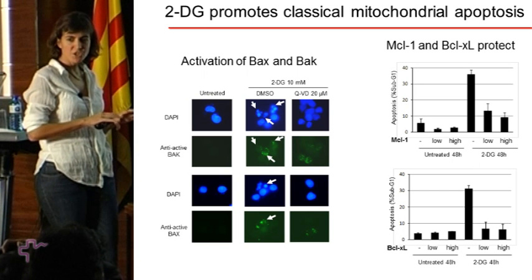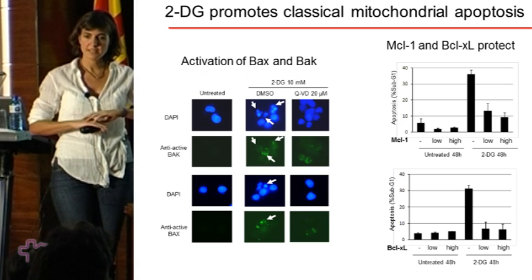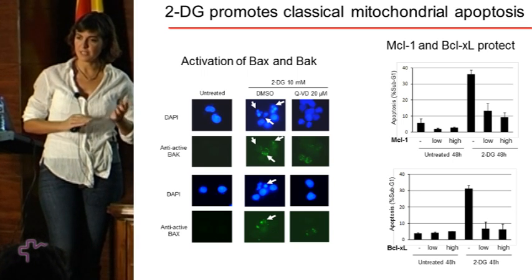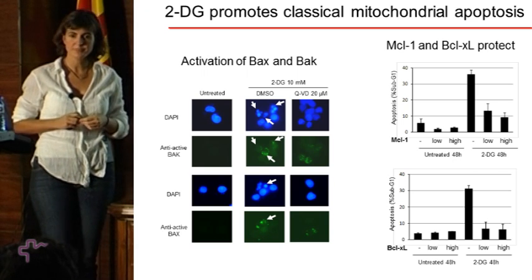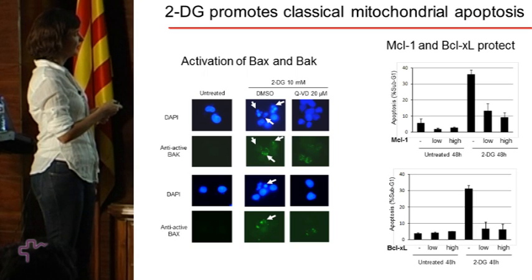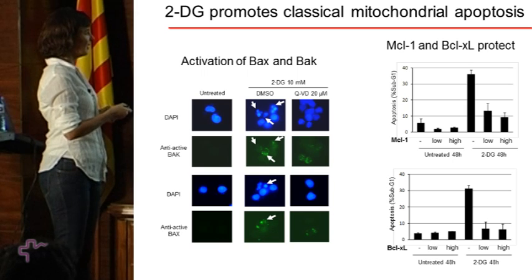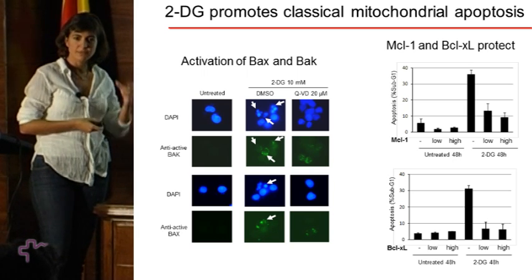and BAK, or activation of BAX and BAK in the mitochondria, which can be detected by some antibodies that detect the exposure of one epitope that only happens when these proteins are inserted in the mitochondrial membrane and so are active. And we detect that cells that have classical chromatin condensation also have BAX and BAK active in the mitochondria, reactive to this antibody.